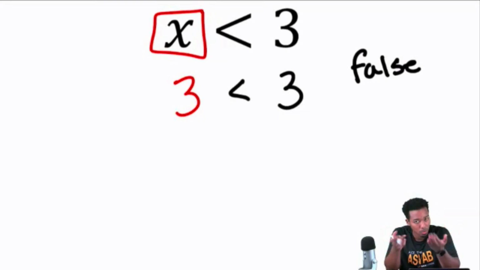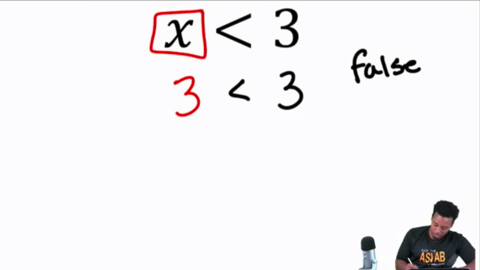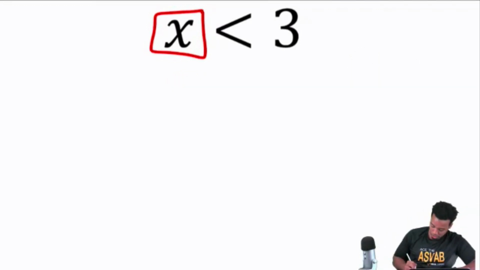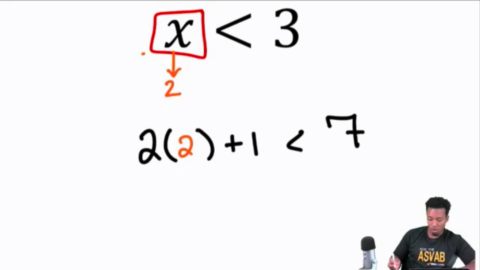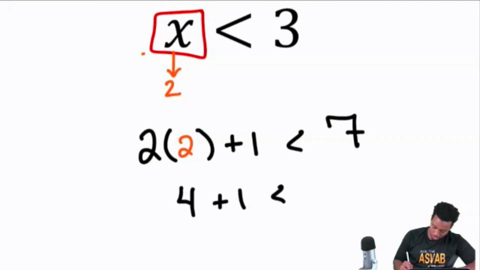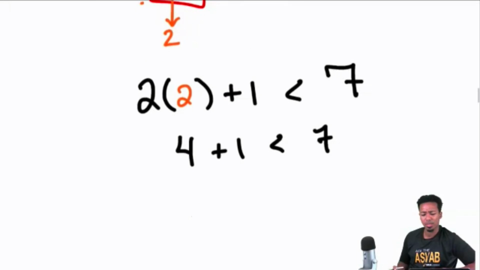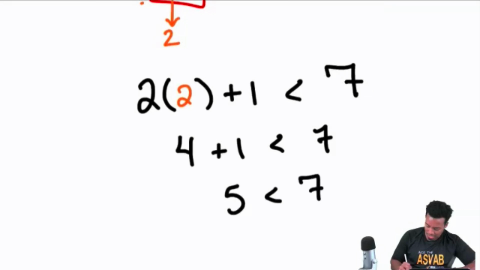Don't believe me? Watch this. I'm going to go ahead and plug in 2. Let's see what happens. 2 multiplied by 2 plus 1 is less than 7. Okay, so help me out, everybody. 2 times 2, hit me. Easiest question of the day, right? That's going to be 4 plus 1, less than 7. Everybody, what's 4 plus 1? 5, that's right. And so is 5 less than 7?